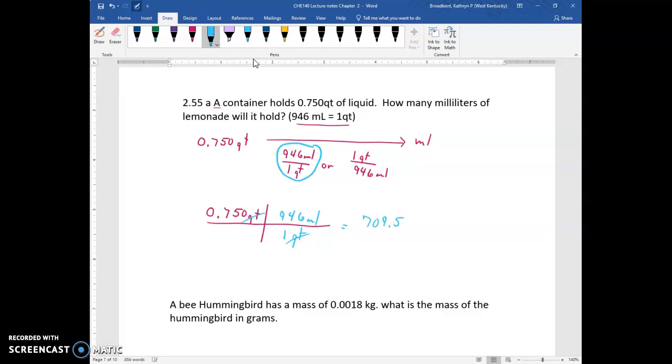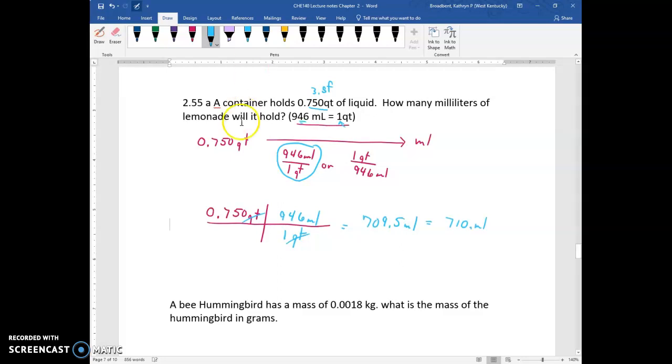709.5 milliliters. If we notice, we started here with a number with 3 significant figures. And we have 3 significant figures here, and this we're assuming is a known number, that a quart is a quart. So we want to make this 710 milliliters.